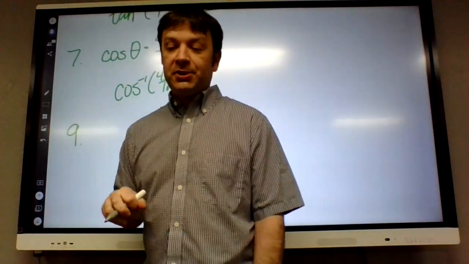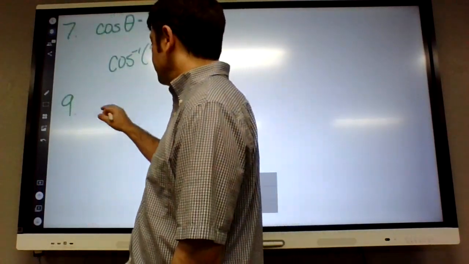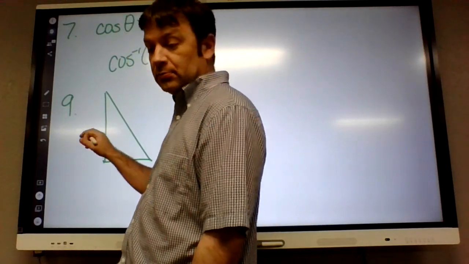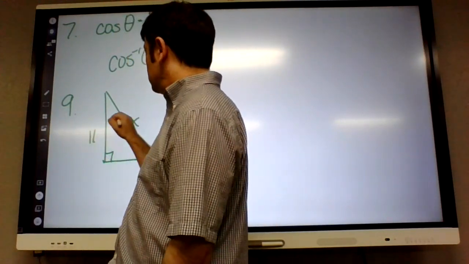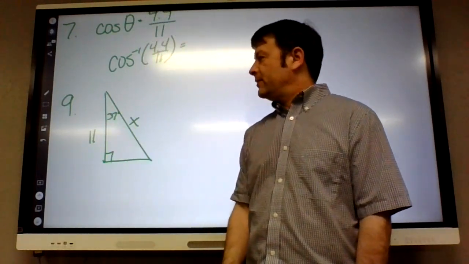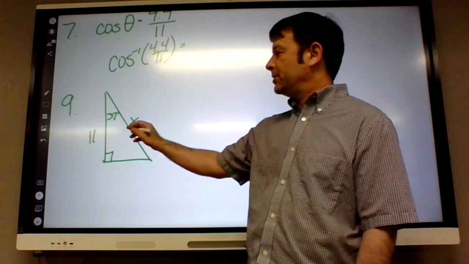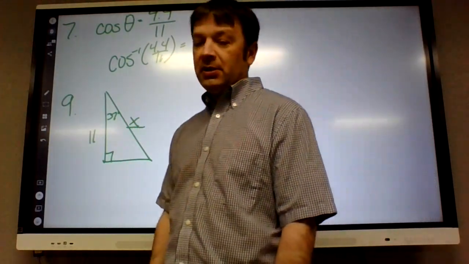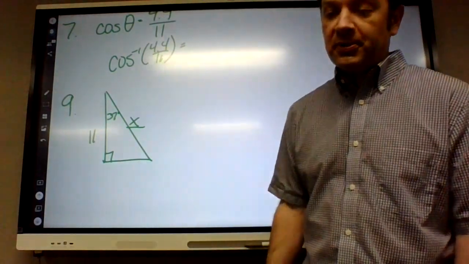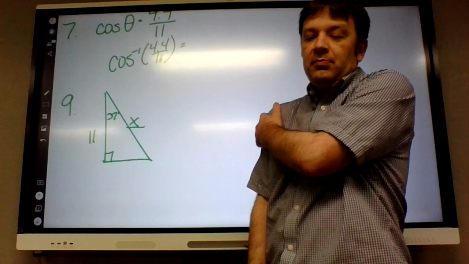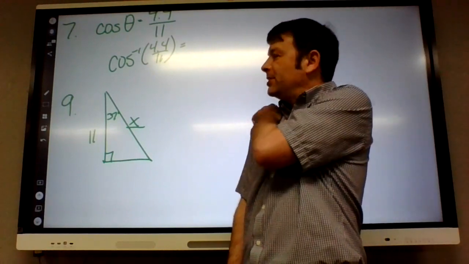All right, what switches on number 9? Why is this a different section? They gave us an angle. Well, they give us an angle and we're looking for a missing side, not an angle. We're not looking for an angle on this one, we're looking for a side. But it's still going to start the same way.